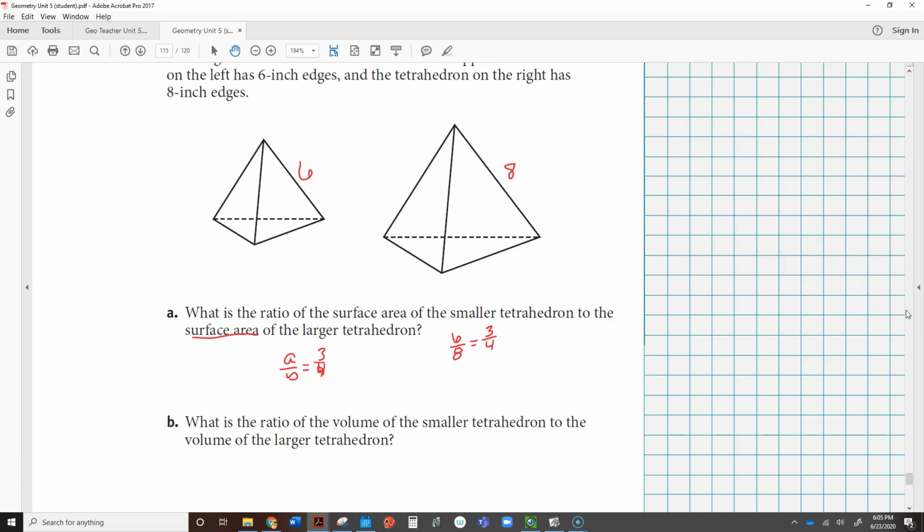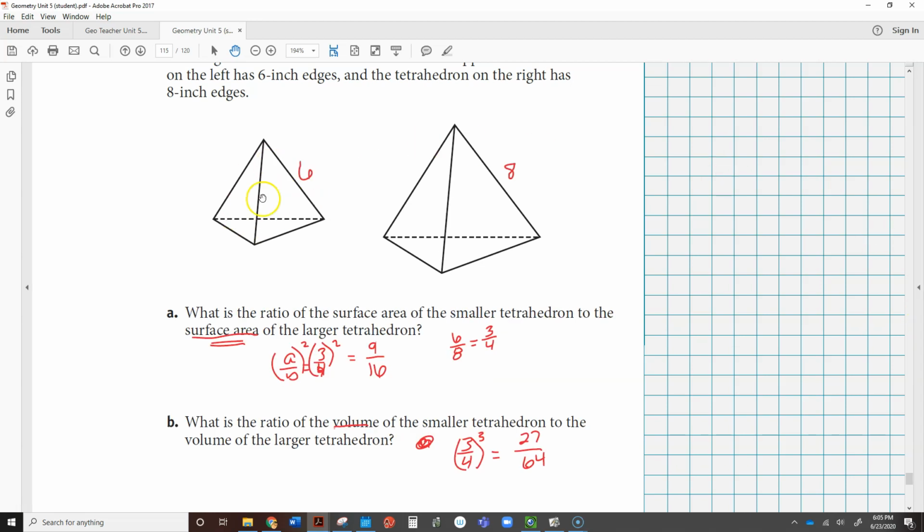The scale factor is A to B, so for surface area, we have to do A squared over B squared. So that would be 9/16, because they ask for area, so we square it. This one's asking for volume, so we take the 3/4 and we cube it. So that would be 27, I believe, over 64.